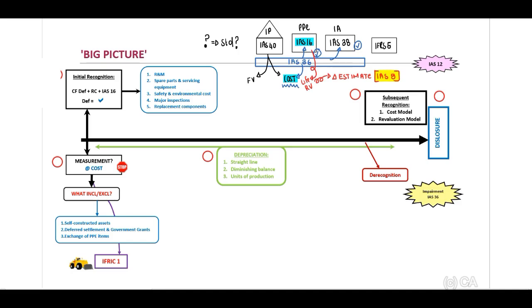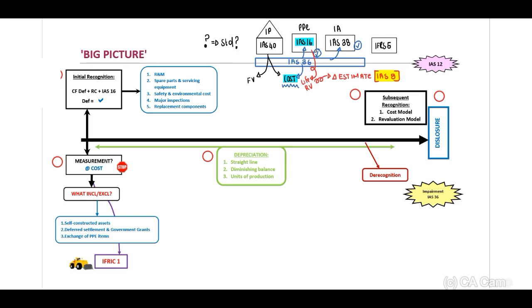Now let's have a look at our big picture of IAS 16. You will identify that I have included a black horizontal line in the middle of the screen. Now this is a timeline. Now there's about 4 or 5 important principles that we are going to work through, and this will follow the flow of our timeline. Now, what do I mean with flow?